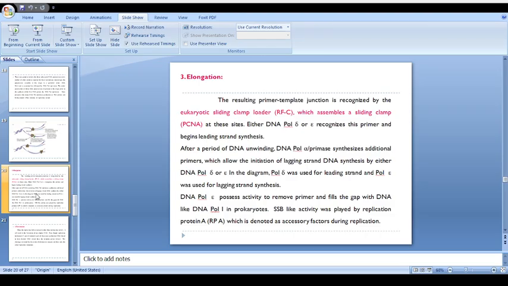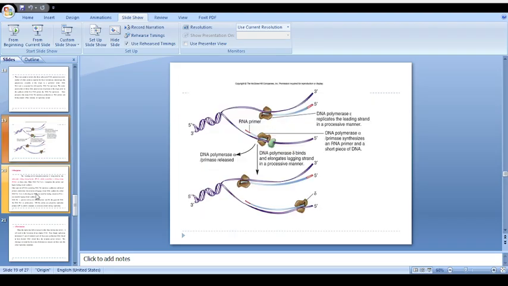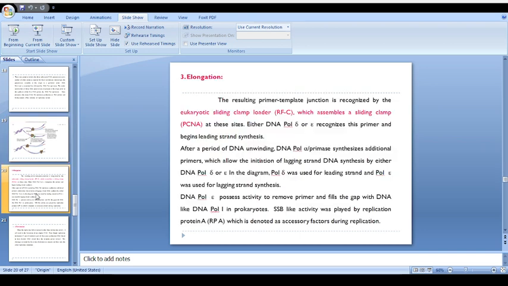Then delta and epsilon recognize the primer and begin the synthesis. As I told, epsilon is responsible for leading strand production, whereas delta is responsible for lagging strand production, which is shown in the diagram.